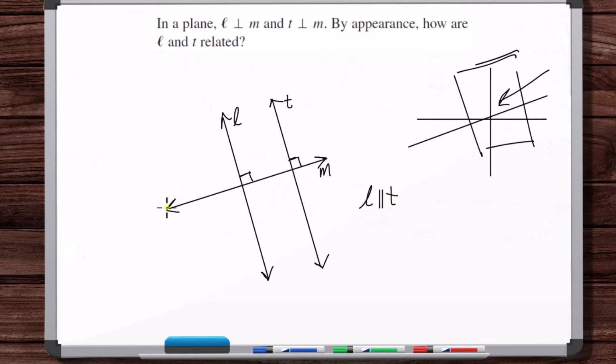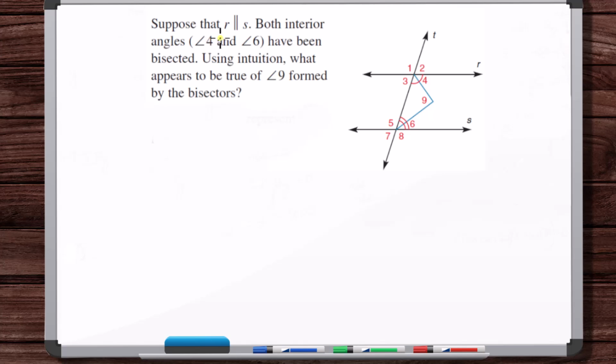So a theorem that I would guess is coming up in the upcoming sections is that if you have two separate lines that are perpendicular to the same line, then those two lines must be parallel. It sure looks like it, and to me that would make sense, and that's what you would do the proof for. All right, suppose that R is parallel to S.